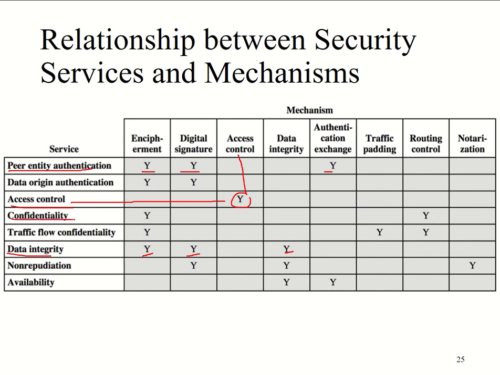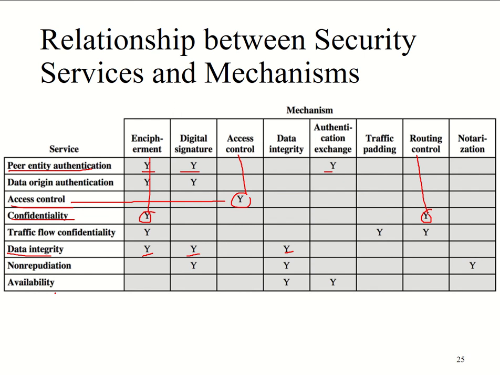To how to make this data or hide this data by doing some encryption and by choosing a secure route. So these two, it's not just memorization, it's more like understanding the mapping between the service and the mechanism. If you know what the mechanism is and you know what the service is, you can map between them, which one needs the other one.